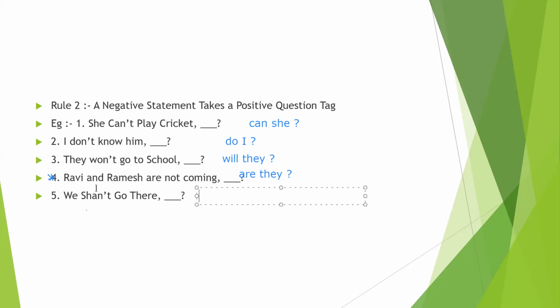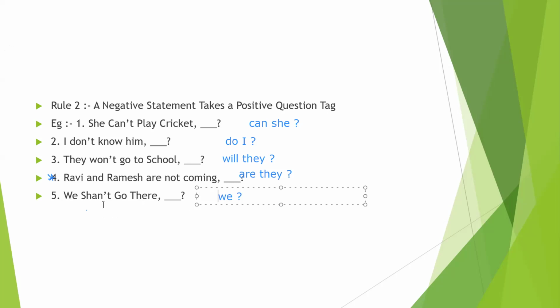Now let's see the fifth one. We shan't go there. First of all, we write the subject, then the question mark. Now let's see whether the statement is positive or negative. The statement contains not, so it is a negative statement, so we write the positive question tag.